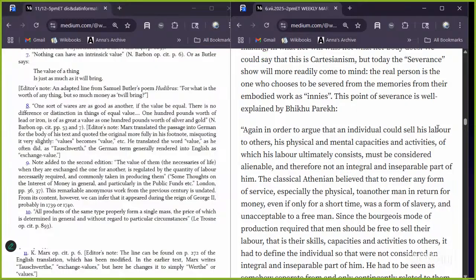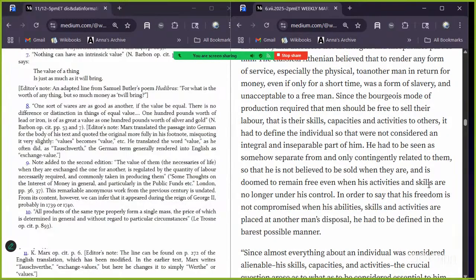Now, since the bourgeois mode of production required that men should be free to sell their labor, that is, their skills, capacities, and activities to others, it had to define the individual so that he is not considered an integral and inseparable part of them. He had to be seen as somehow separate from and only contingently related to them, so that he is not believed to be sold when they are, and is doomed to remain free even when his activities and skills are no longer under his control.